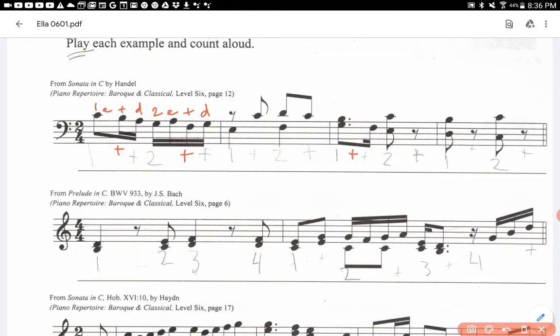So what I would say, clap it first, saying 1 E and 2 E and 1 and 2 and 1 and 2 and 1 and 2. Okay, so repeat it several times till you can get the beat correctly. And then I would play extremely slow, like this: 1 E and 2 E and 1 and 2 and 1 and 2 and 1 and 2. Okay, so let's look at the next one.